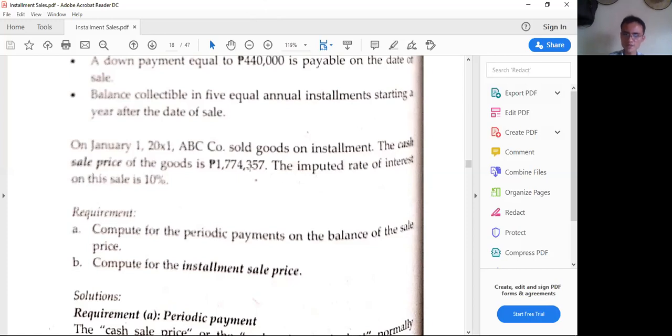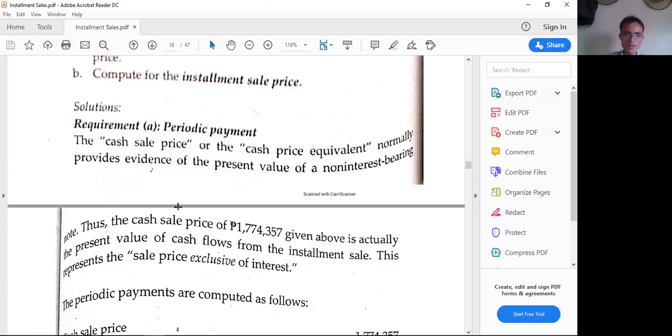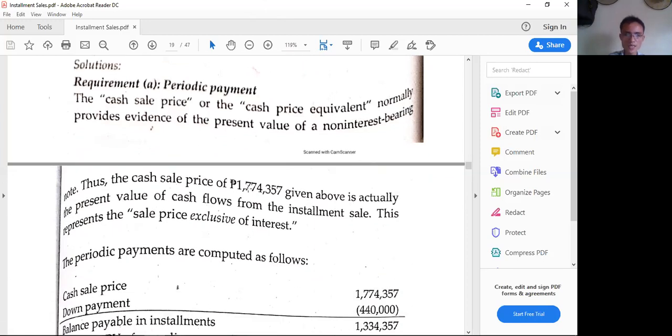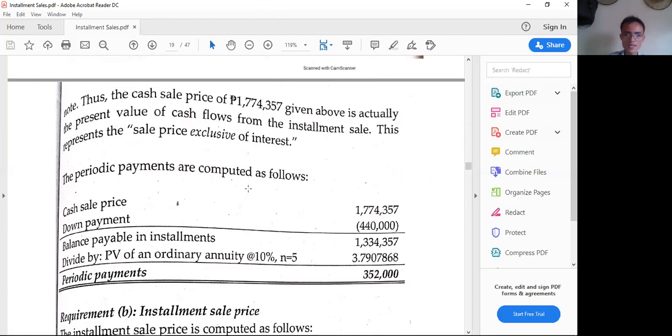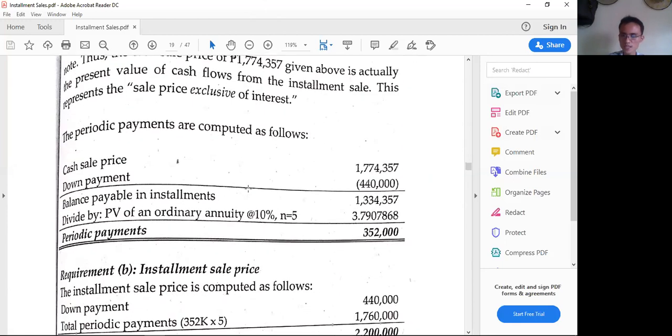But for this one, this is given, so meaning we have to respect the problem. So we have the cash sales price or equivalent that we use. And this amount, again, is exclusive of interest. So to be able to compute the periodic payments, whatever's the down payment will be deducted, and we divide that by PV of ordinary annuity of 1 for 10% for 5 years.